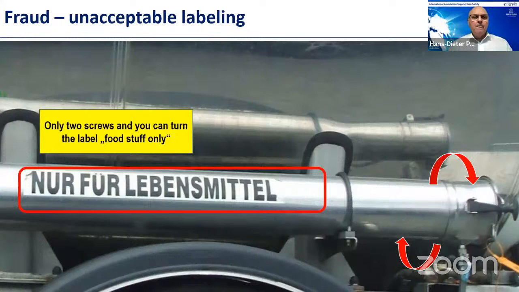Another point, which is a pity, is all this unacceptable labeling. You see here a German phrase, nur für Lebensmittel, that means foodstuff only. It's on the tube for the hoses. And you can unscrew some of the screws, turn this tube, and then in the next transport you can transport something that is not food. And it shouldn't be, of course. A transport container for food should be only used for food.